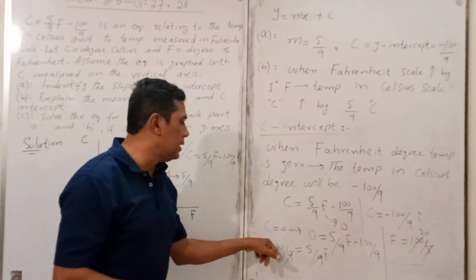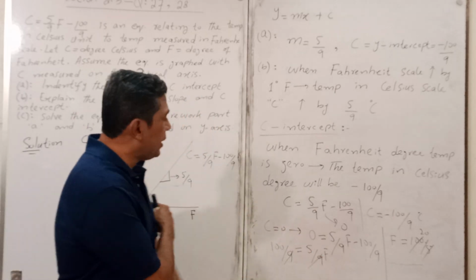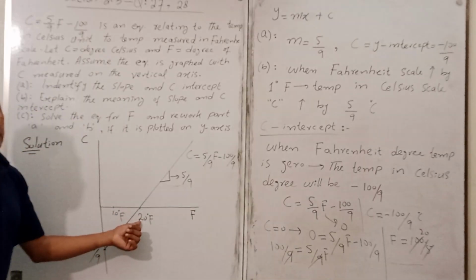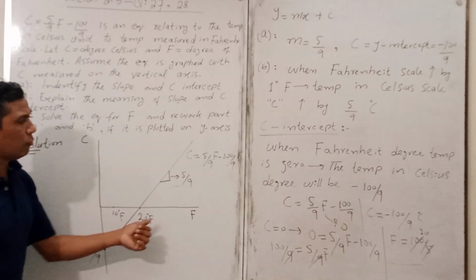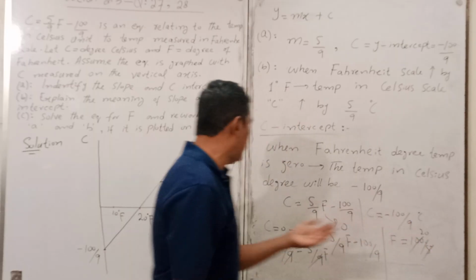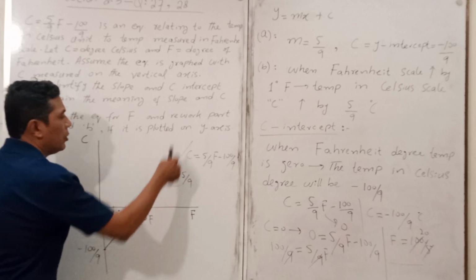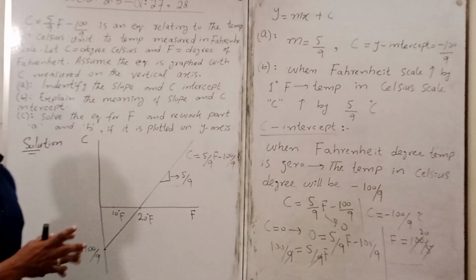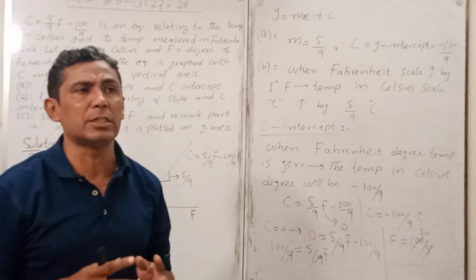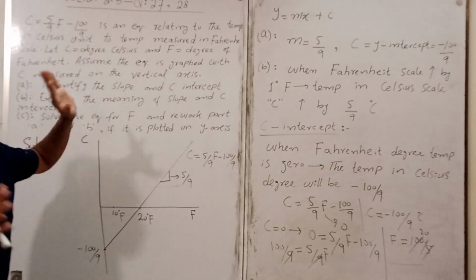We found the value of x intercept by substituting C equal to 0. We found it and marked here that it becomes 20 Fahrenheit degrees. The value of F came out to be 20, and we marked it here. Now just plot this relation, and this is the slope value. Why do we have a straight line? Because this is a straight line equation, it is not a quadratic equation.